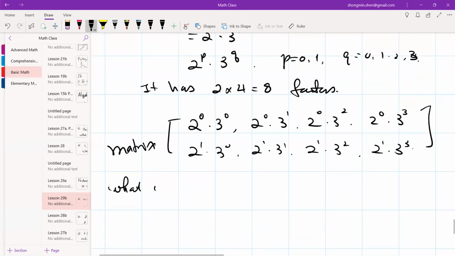My question is, what is the best way to find the sum of all the factors? Aha. You just add them together, multiply them out. But right now, you have 8, right? Maybe if you have 50 factors, then you have trouble. Okay?